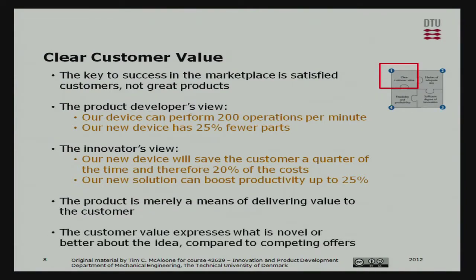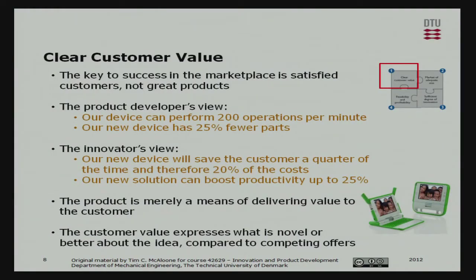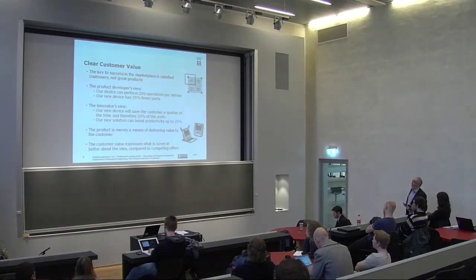Customer value expresses what's novel and what's better about the idea compared to competing offers. That's also extremely important, to always compare to what's already on the market there. And again, if we take this machine down here, well, this is a means of delivering technology competences to children. And you could discuss all of the different value elements of this, but this is the clear business plan idea. That the value here was to give technology competences and access to technology to children in third world countries. The $100 laptop, as I called it before, this is the aim with this.